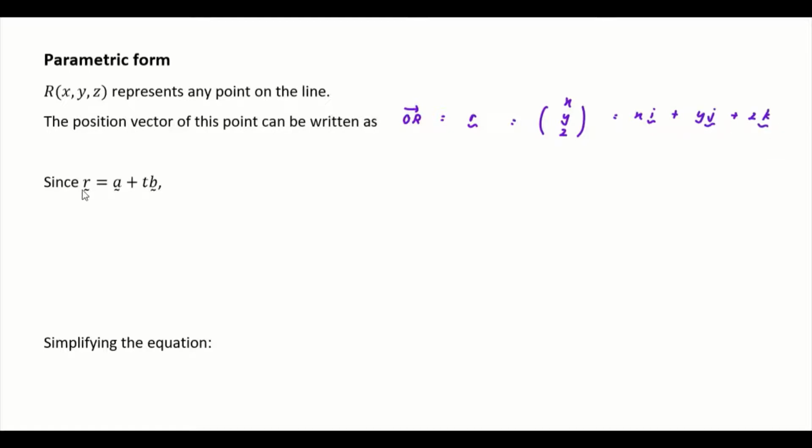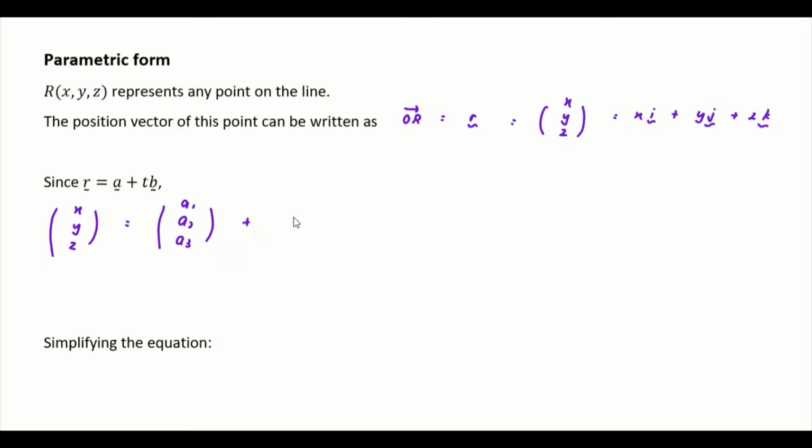Okay, since we know that R equals A plus TB, when I write it in a column vector, what do I get? For the x, y, and z, it is equal to the vector A, a known point that we already know, which is denoted by A1, A2, and A3.